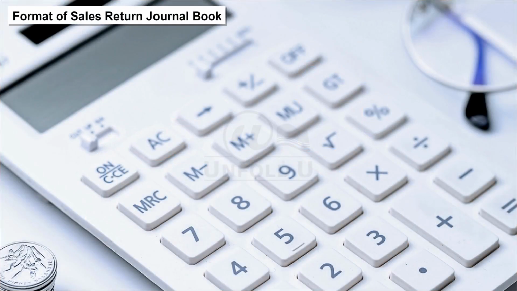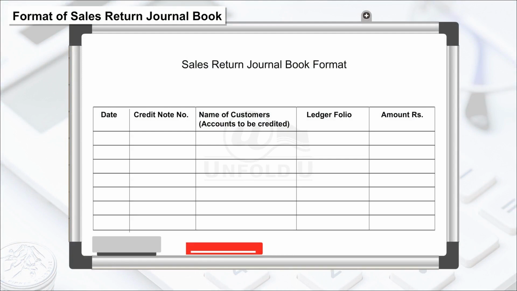Format of sales return journal book. The format for a sales return journal book includes: 1. Date, 2. Credit note, 3. Name of customer, account to be credited, 4. Ledger folio, 5. Amount.